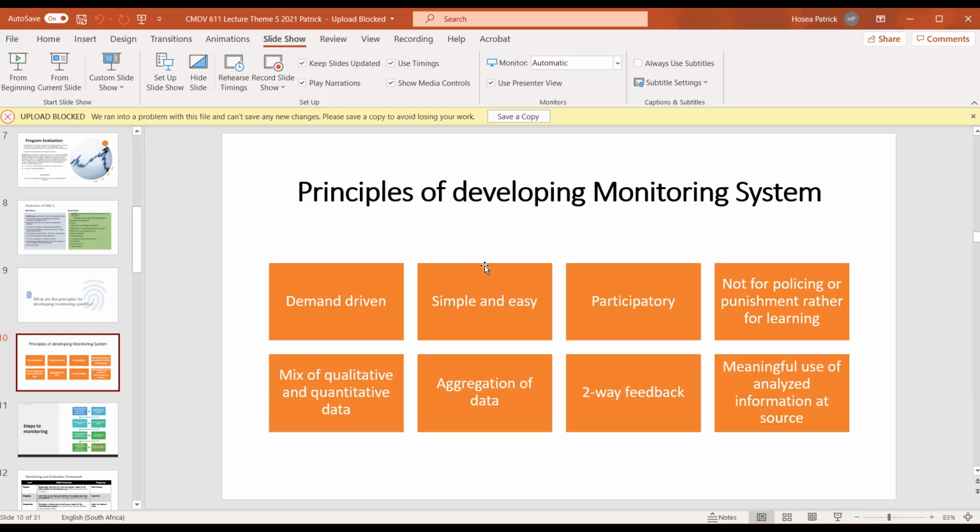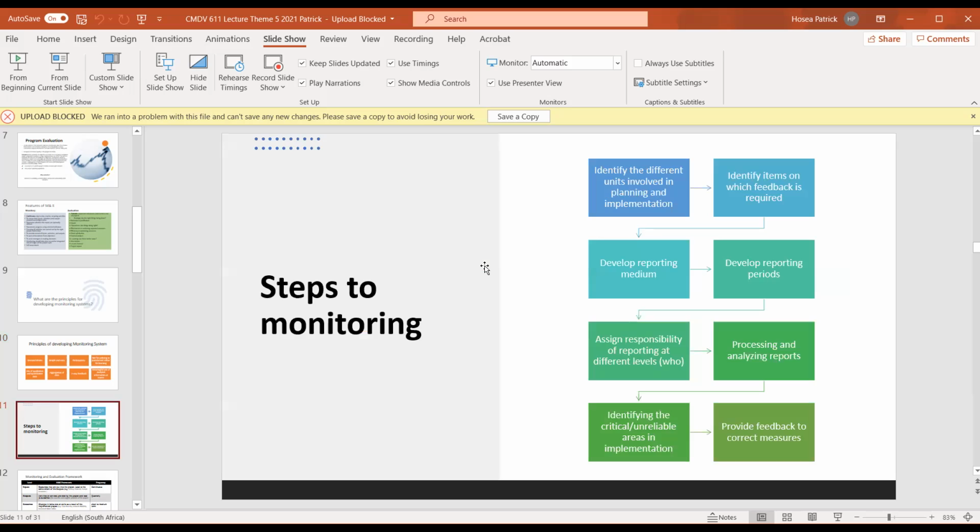When the information is gathered, there has to be a judicious use of that information. So basically that's when we discuss the principles that are involved in developing a monitoring system. You must ensure that all these things come into play when you develop a monitoring system. So now, having said this, what are then the steps that are required in developing a monitoring system?